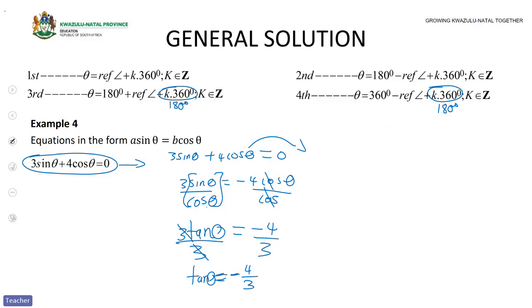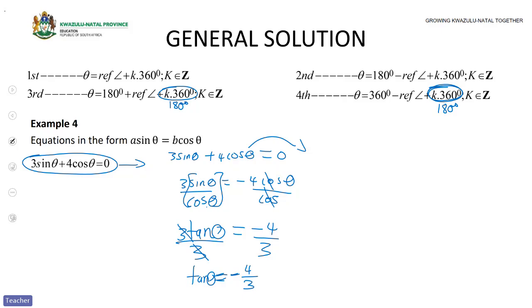For cos and sine, the period is 360 degrees, but for tan, the period is 180 degrees. So it means tan completes its full cycle in 180 degrees. So our general solution should also indicate that the period for tan is 180 degrees. So we are going to be looking at our reference angle.